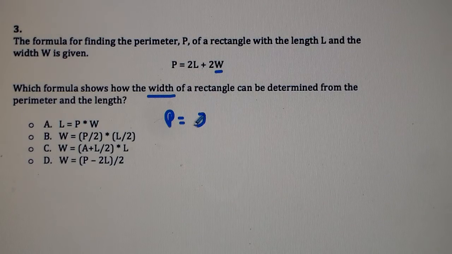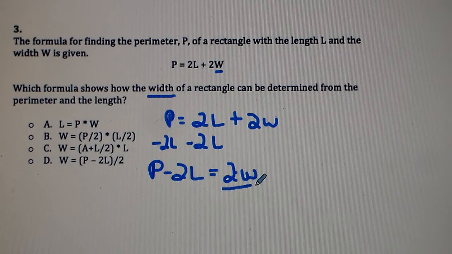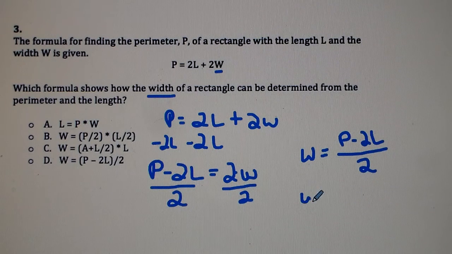So P is equal to 2L plus 2W. The opposite of plus 2L is minus 2L, so we're going to subtract 2L from both sides. So we have P minus 2L is equal to 2W. Then the opposite of times 2 is divide by 2. So we're going to divide by 2 on both sides. And we're going to get, right over here on the side, W is equal to P minus 2L divided by 2. If we simplify it, one way we could simplify it is P divided by 2, or half P, minus 1L. That's negative 2 divided by 2 gets you negative 1. So that's another way we could write it.